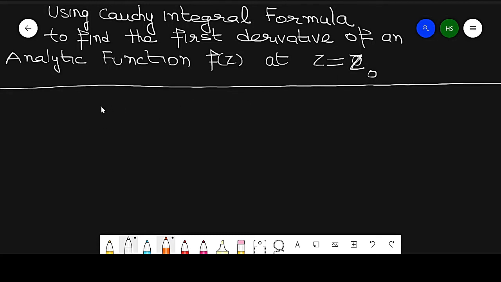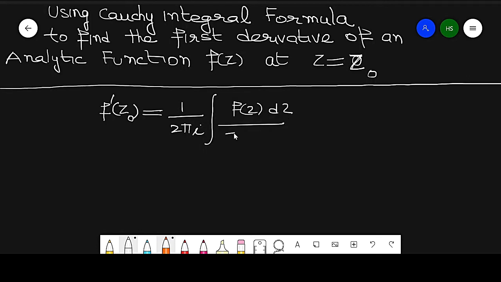So this will be f dash z naught, which is equal to 1 by 2 pi iota integration around the contour of f of z dz over z minus z naught, right? Similarly, we can find the second derivative, third derivative, fourth derivative, and so on. In this way, we can find the higher order derivatives.